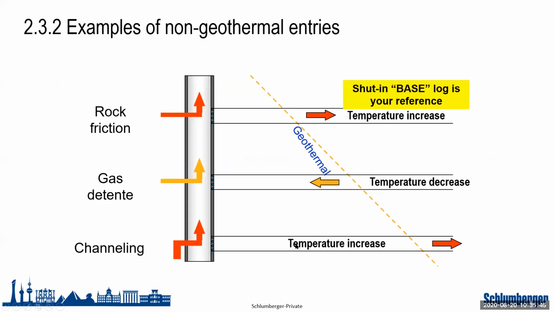Now, what are some examples of non-geothermal entries? Let's say I have channeling behind casing, especially if it is water. Temperature will increase from the geothermal gradient. Let's say I have a gas entry. Initially, the temperature will decrease whenever I have the gas entry. Let's say there is high rock friction with the production. This tends to increase the temperature and move it away from the geothermal gradient. So these are just some examples.